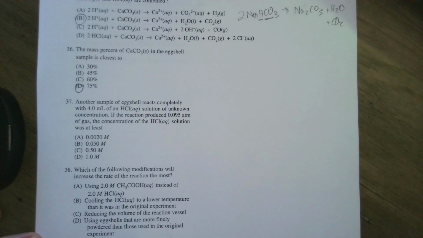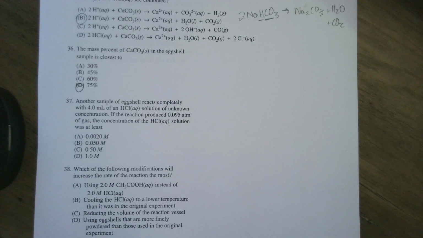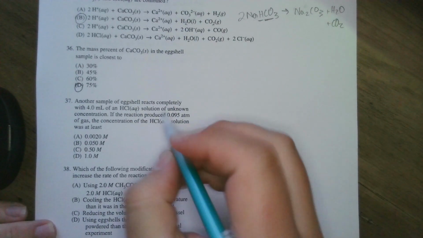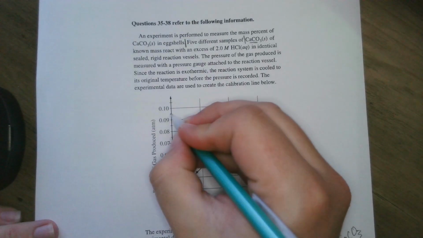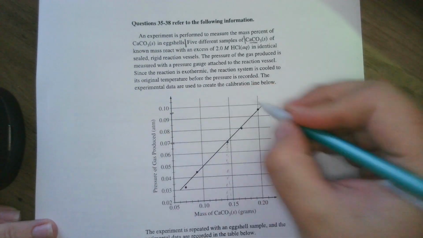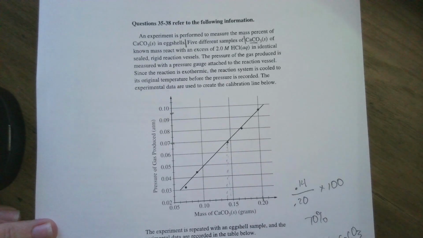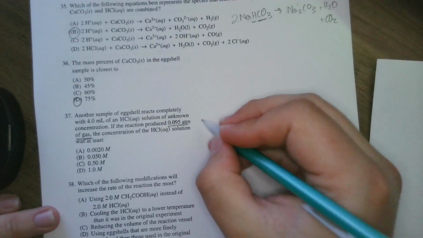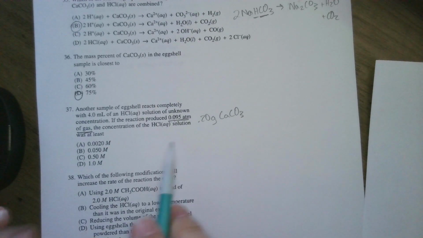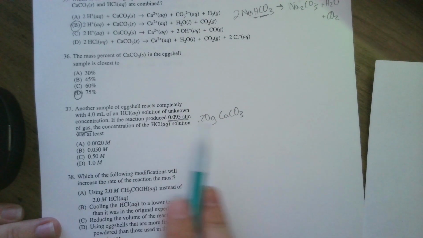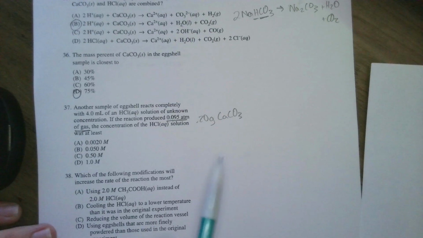Another sample of eggshell reacts completely with 4 milliliters of HCl solution in an unknown concentration. If the reaction produces 0.095 atms of gas, the concentration of HCl was what? So this is kind of a backwards way to think about it. We're going to start with the reaction produced this much gas. I'm going to go back to my chart. 0.095 moles of gas would be here, and I'm going to estimate that would give you pretty much exactly 0.20 grams of calcium carbonate. So that's the first thing I want to look at: if the reaction produced this much gas, that equals about 0.20 grams of calcium carbonate.